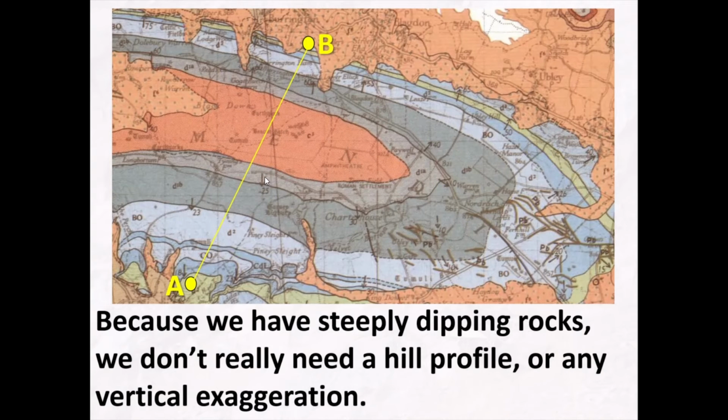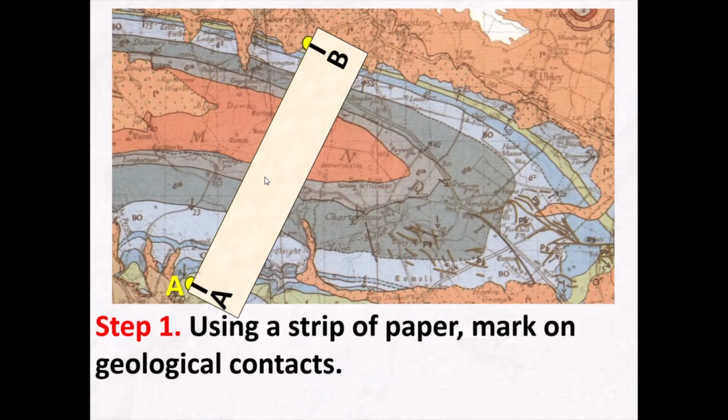Okay, because our rocks are steeply dipping, we don't really need a hill profile or any vertical exaggeration, because we only use those if our rocks are flat lying and they'll just bunch up on a cross section. So what I can do is use my strip of paper, not have to draw my hill profile, and mark on all of my geological contacts.